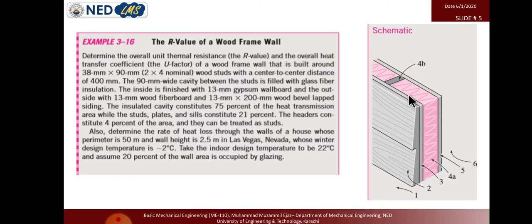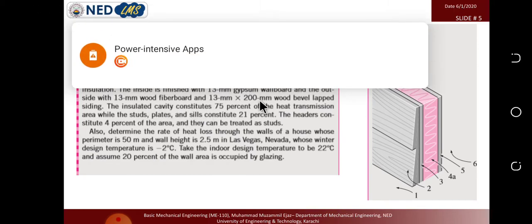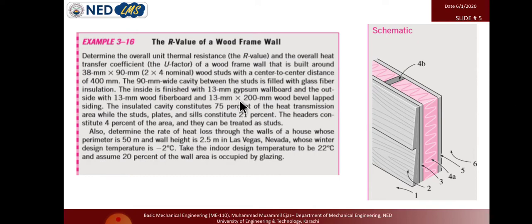This also provides the stable material between the insulation. Okay, and fiber board, and the outer surface will be bevel lap. You can see the shape. This is called bevel lap.